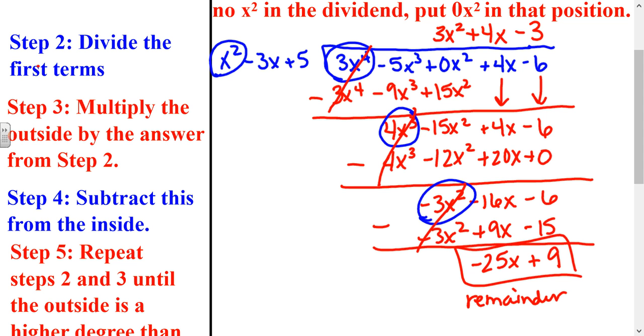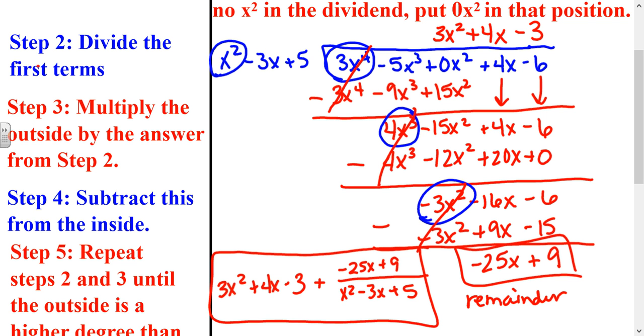So how do I write my answer then? Well, my answer was 3x squared plus 4x minus 3. But then I had a remainder of negative 25x plus 9. So really, I still want to divide this by this. So to write your answer, you write plus negative 25x plus 9 all over what you were dividing by, x squared minus 3x plus 5. So this is our answer. So you write what you got at the top, and then to write your remainder, you write the remainder over your divisor.